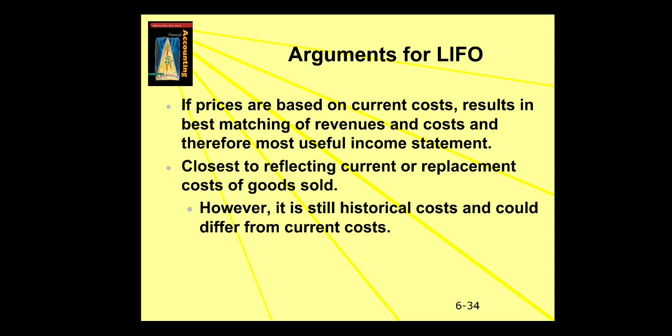But LIFO, there are several arguments that support the use of LIFO to calculate cost of goods sold. See the first point there: if prices are based on current cost, it results in the best matching of revenues and costs, and therefore the most useful income statement, closest to reflecting current or replacement cost of goods sold. So that is the argument.